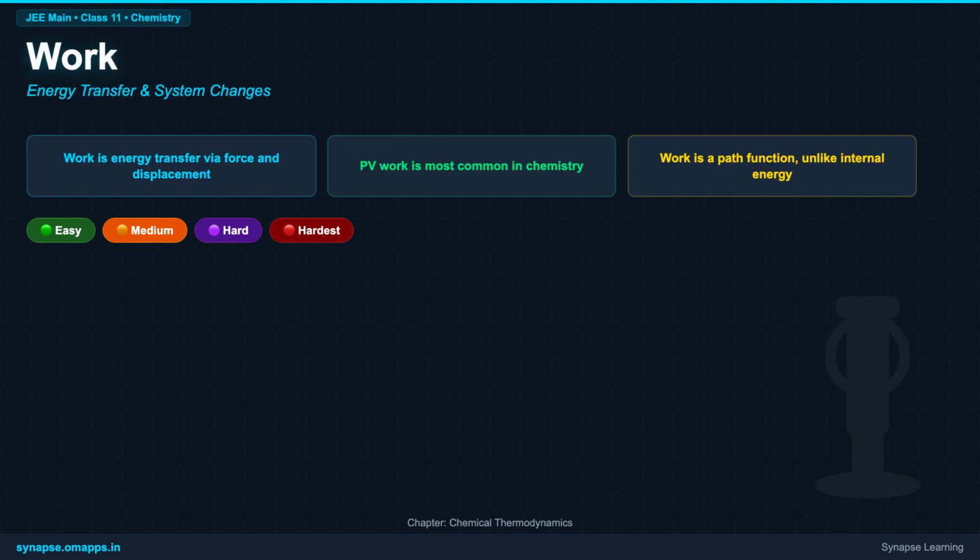Welcome to our deep dive into chemical thermodynamics. Today, we are focusing on work, a fundamental concept that explains how energy gets transferred when systems change. We'll start with the basics, then explore deeper calculations and connections to key thermodynamic laws. Finally, we'll look at its real-world competitive applications. Get ready for an exciting and insightful journey.